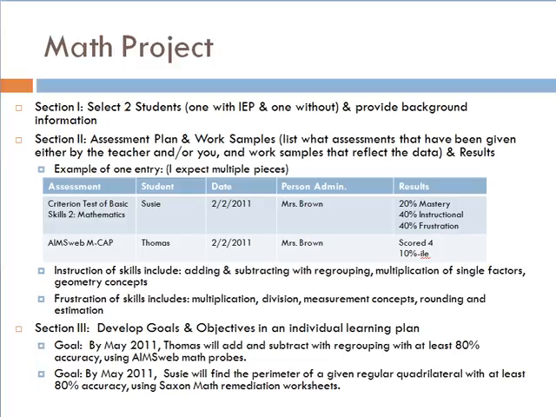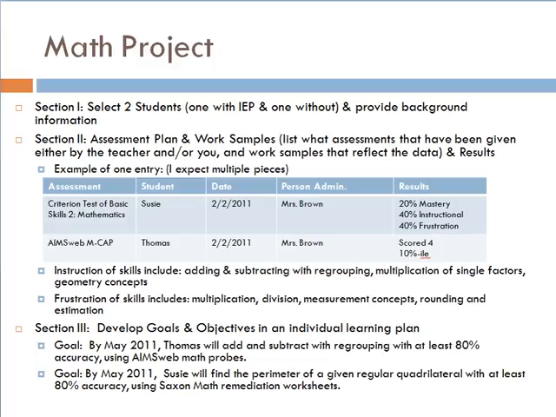You must back this up with work samples. So if you gave a test, please provide me a copy of what that test looked like. If you assessed their homework, please just attach a copy of their homework, etc. It's pretty simple. For example, the one that I gave here is I gave Susie a criterion for math, and it showed me that she was at 20% mastery on that assessment.